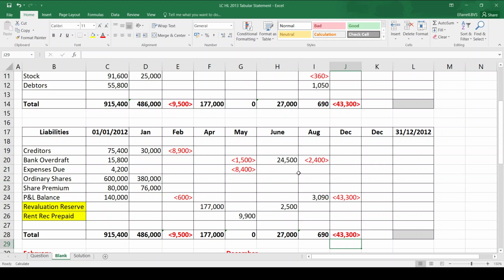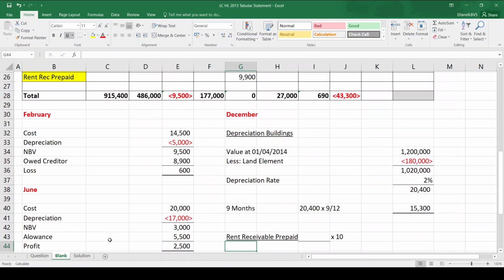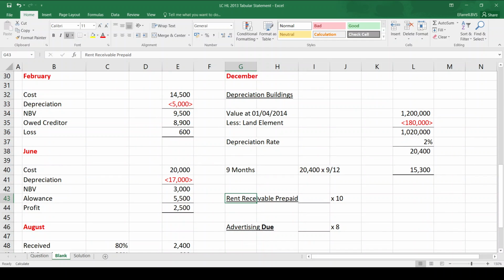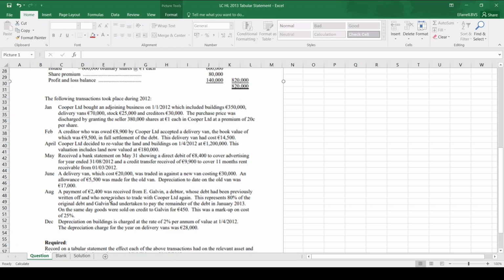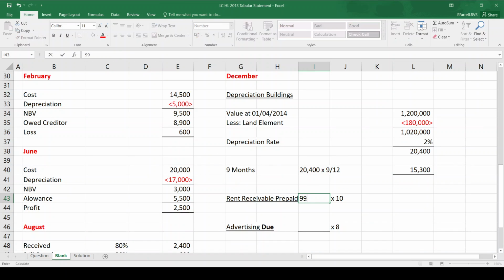Now, we have a second column here for December, and that's to tidy up the May part, see what is due and prepaid in May. Again, I'm going to do a working for this. So first of all, I am going to calculate the rent receivable prepaid. So if I go back to the question, I can see that the rent receivable is 9,900, and that's for 11 months from the 1st of the 3rd, 2012, meaning 10 months over this year. So I'm going to work out this year's element, the 10 months. So to do that, I'm going to get my 9,900, divide by 11, because it was for 11 months, and 10 of those months are for this year. So 9,900 divided by 11 multiplied by 10 is 9,000.